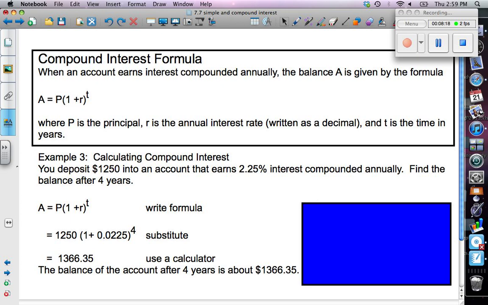So the balance after 4 years is equal to 1,366.35. You may need to round to the nearest cent, which is fine. If you get something that has a longer decimal, that's normal. Just make sure you round to the nearest cent.